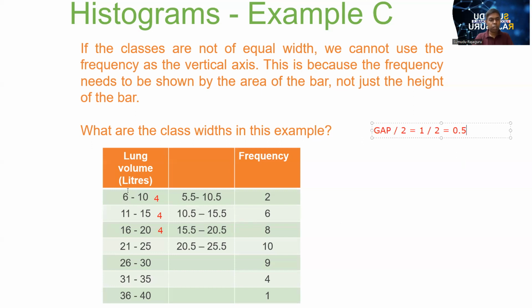0.5, we have to deduct from the front number, and 0.5, we have to add to the end number. So when we deduct 0.5 from 6, 5.5. When we add 0.5 to 10, 10.5. When we come to this class, 11 minus 0.5, 10.5, 15 plus 0.5, 15.5. Now what happened? That non-continuous data, mathematically we converted into continuous data.